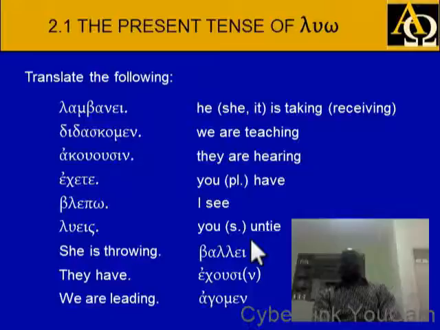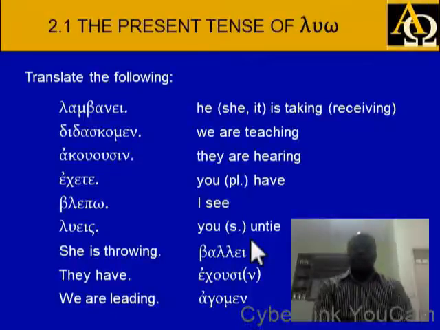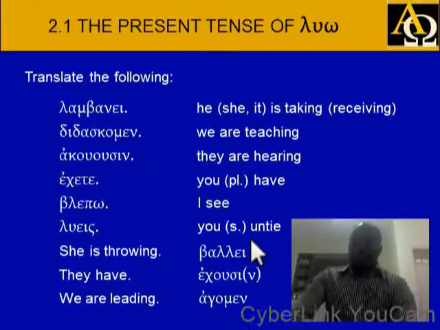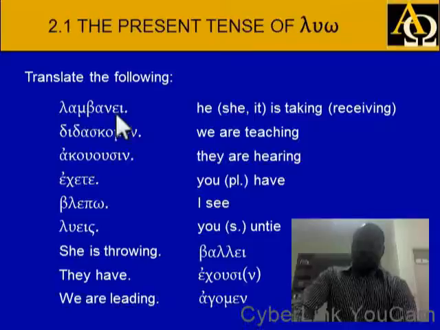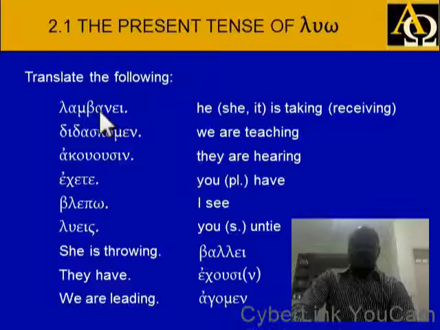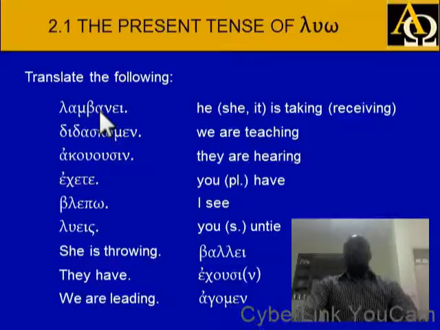So with that in mind, let's translate the following. What's the meaning of lambanei? Now what you must look at there is that lambanei has the ending of the third person singular. So look at the endings of luo, and then you will be able to translate. You know that lambano means I take or I receive. So in this case, it means he or she is taking or is receiving.